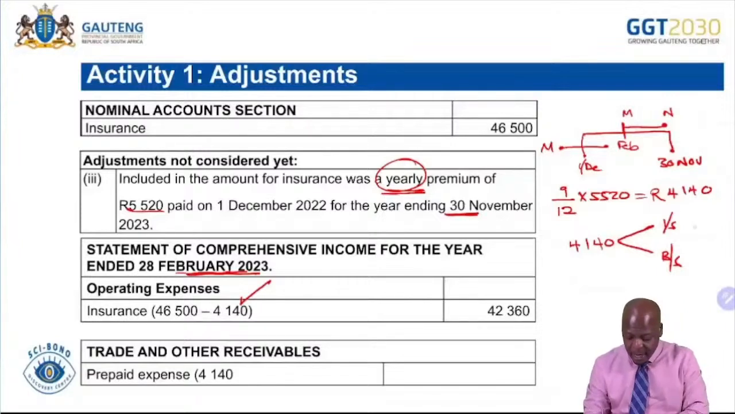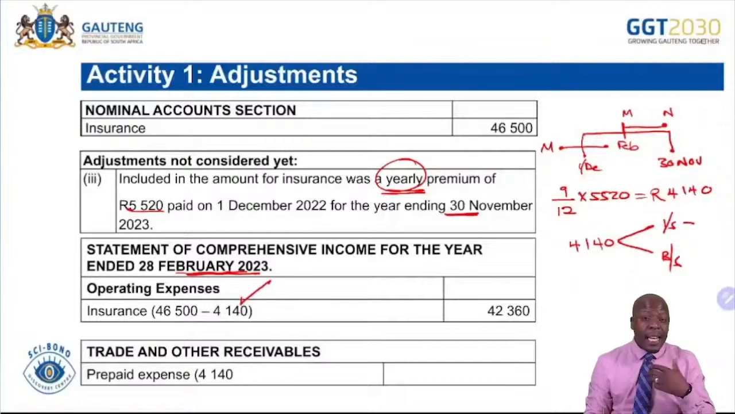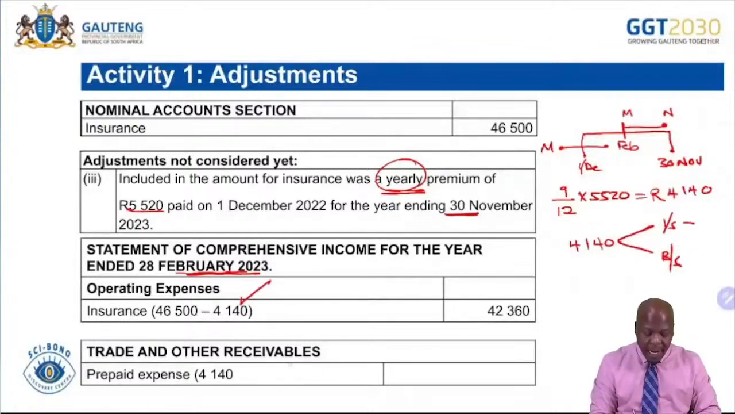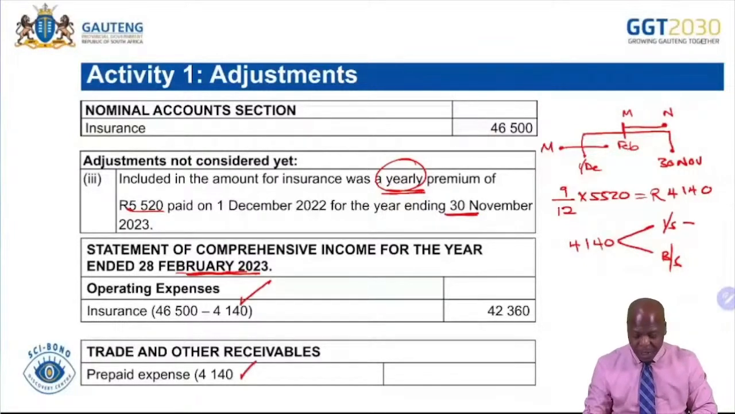You minus it in the income statement. In the balance sheet, I have paid an expense in advance, so it comes to my trade and other receivables. We're talking note number 5. So I'll come in and say prepaid expense, 4,140. That is how I do it. You have to be able to do the adjustments that affect both the income statement and the balance sheet. This is what we have just done now.